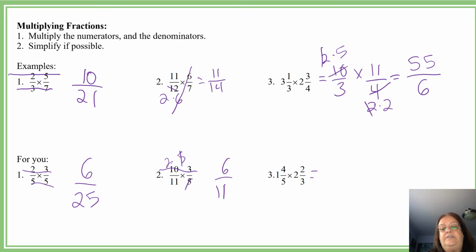Mixed numbers, we're going to convert them first. 1 times 5 is 5 plus 4 is 9. 2 times 3 is 6 plus 2 is 8.